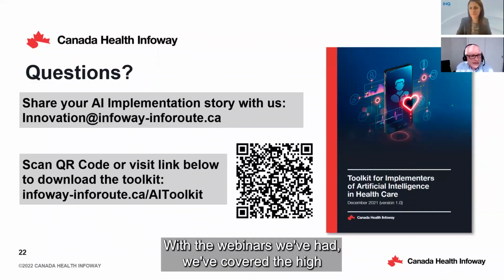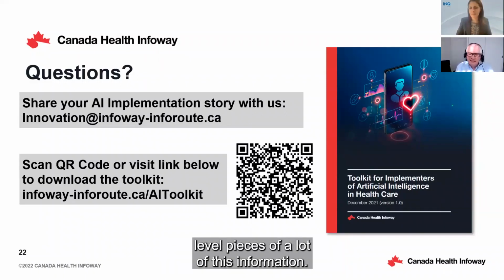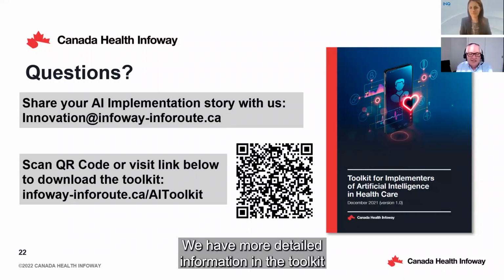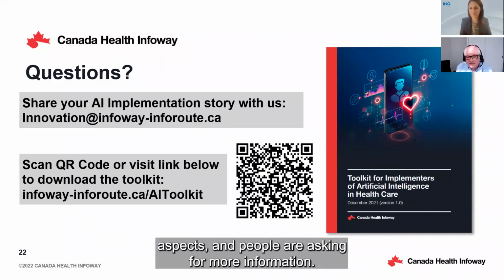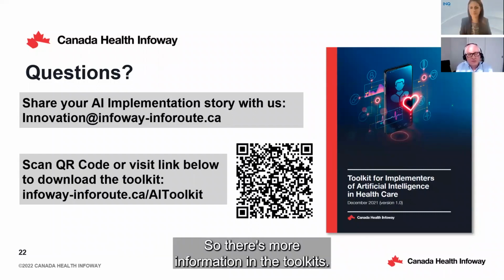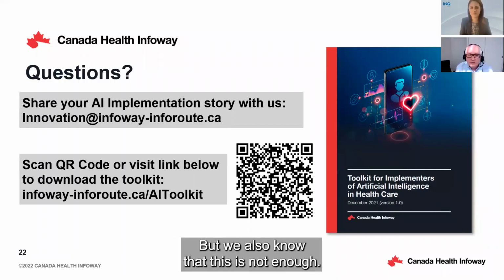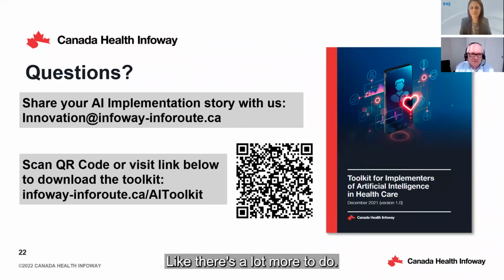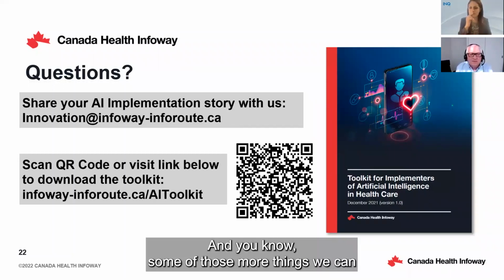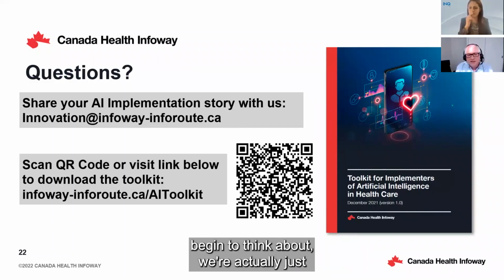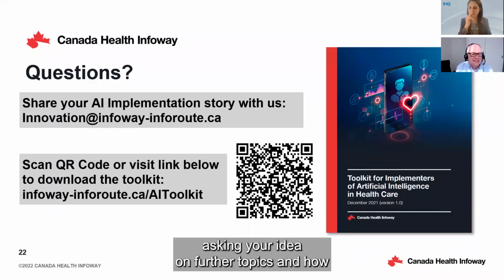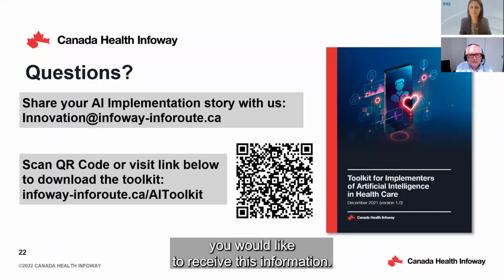With the webinars we've covered the high level pieces of a lot of this information. We have more detailed information in the toolkit, and people are asking for more information on some aspects. So there's more information in the toolkits. But we also know that this is not enough. There's a lot more to do, and some of those things we can begin to think about. We're just going to launch a poll in a second asking your ideas on further topics and how you would like to receive this information.